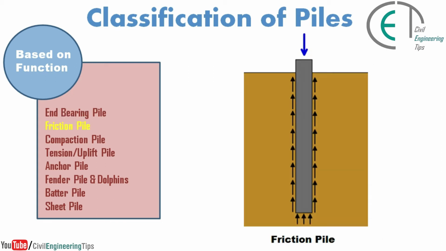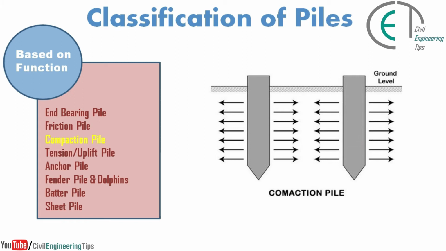Friction pile. Friction piles, also called floating piles, earn most of their bearing capacity by shear stress along the sides of the pile. Friction piles transmit the load from the loose topsoil above to the soil below by adhesion or friction between the surface of the pile and the soil.